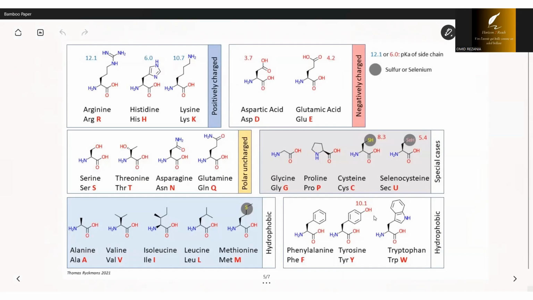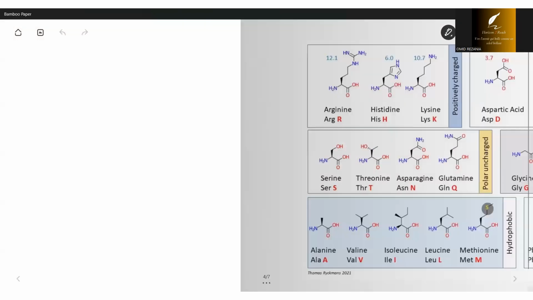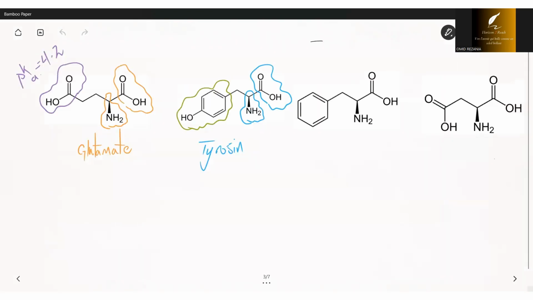You see the phenyl ring with the number on top of it. It's the pKa value. How much is that? 10.1. I got this chart from Wikipedia. It's very easy to find. Then you see that for this one, the pKa value is 10.1. Now, I just go to the next one.